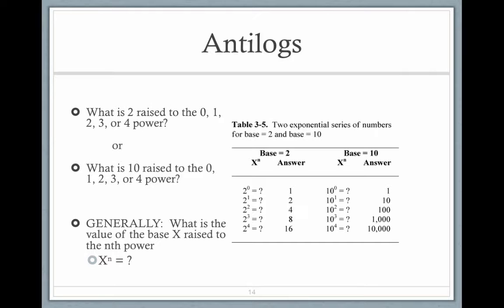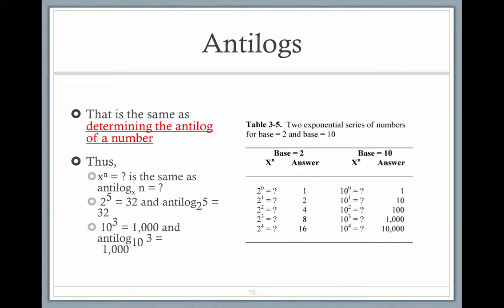Generally, what is the value of the base raised to an nth power? This is the same thing as determining the antilog of a number. Thus, x to the n equals a value is the same as saying antilog x to an exponent equals a value. 2 to the fifth equals 32. Antilog 2 to the fifth equals 32. So with an antilog, you're solving for the answer.